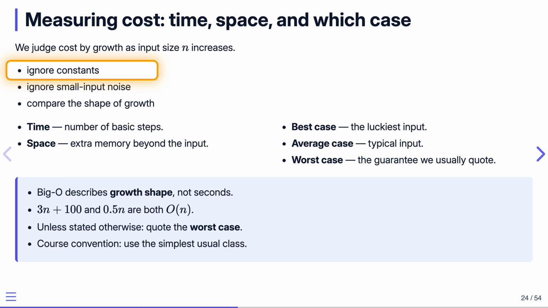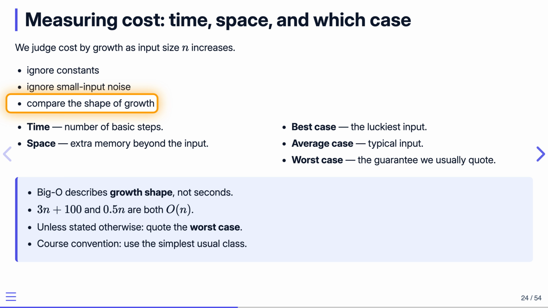First habit, we ignore constants. A step that is twice as fast is still the same kind of growth. We care about the pattern, not the exact number. Second habit, we ignore small input noise. When N is tiny, everything is fast, so tiny inputs do not tell us much. We care about large N.